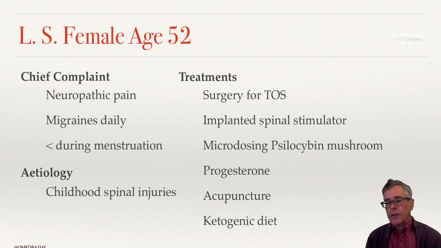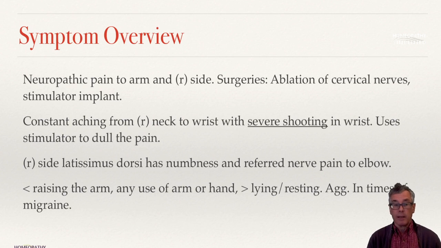So her migraines used to be 24/7, 10 out of 10. She was completely incapacitated. And she recently discovered microdosing psilocybin mushrooms. And that's been a real relief for her. She also takes progesterone, I think 100 milligrams a day. She's had treatment with acupuncturists, and she also was trying a ketogenic diet to see if being on a high-protein diet would help her inflammation.